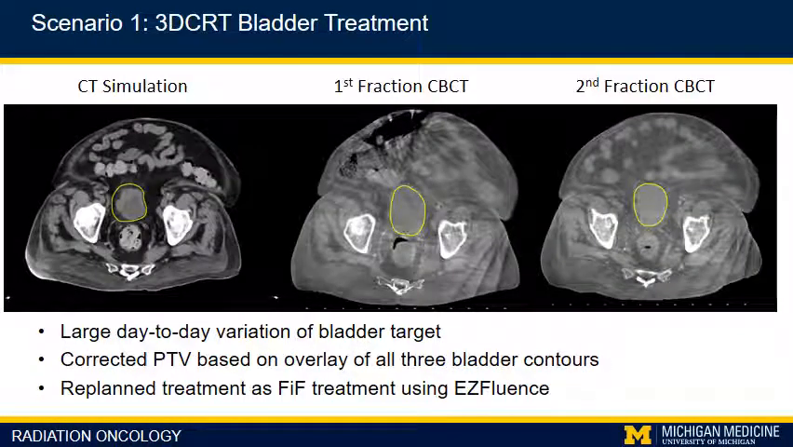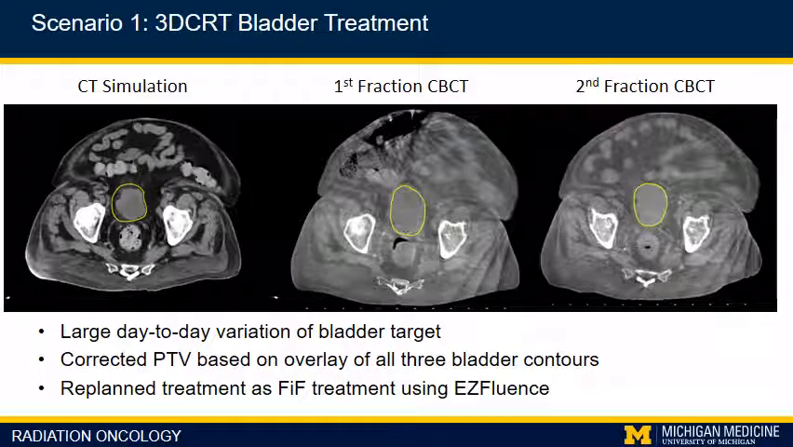The first scenario investigated was a bladder field-in-field 3D CRT treatment planned using EZFluence. As displayed by the bladder contours in yellow in each of the CTs, the patient's bladder target showed large variation between simulation and each treatment fraction. A corrected PTV was created based on the expansion of a union of the bladder contour in each of these three CTs to better capture the contour variation. This treatment was then replanned to target the new PTV using EZFluence with the same beam arrangement as the original plan.